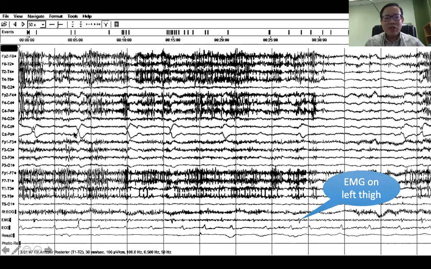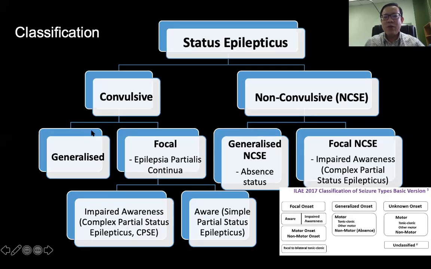If you look at the EEG at CZ as well as the EMG here, you will see a jerk in the EMG and you see CZ sharp waves accompanying the jerks. So the CZ sharp wave is periodic, but they are accompanying the jerks. So which one would you call this? Is it convulsive or non-convulsive? Definitely it's convulsive, as the patient has jerks.